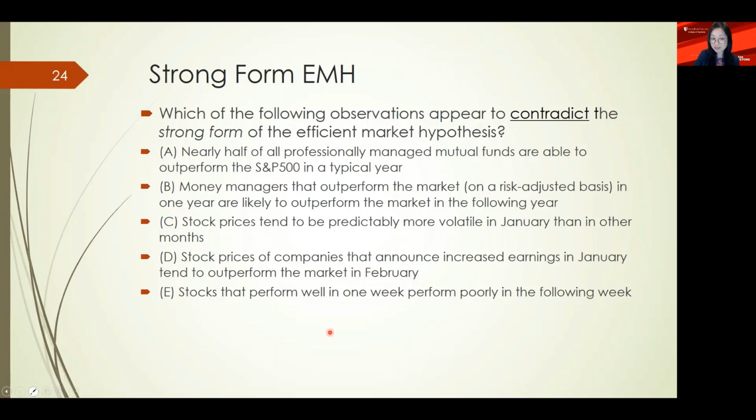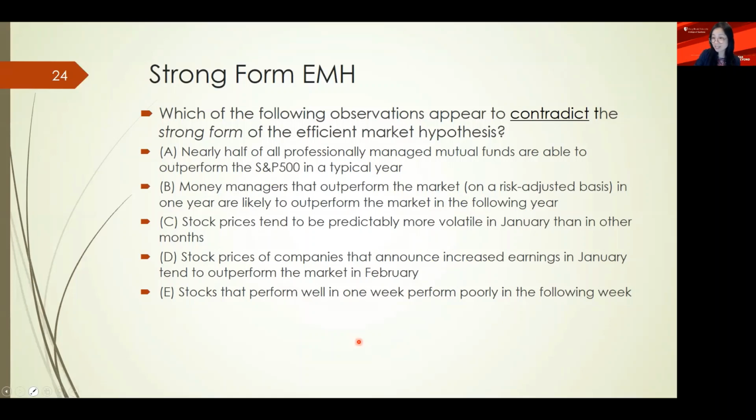And D is the correct answer because D says that using earnings information, which is public information, can help you to predict the returns in the following months in the future. So that's abnormal returns using historical information. So that's against semi-strong form EMH as well as strong form EMH.